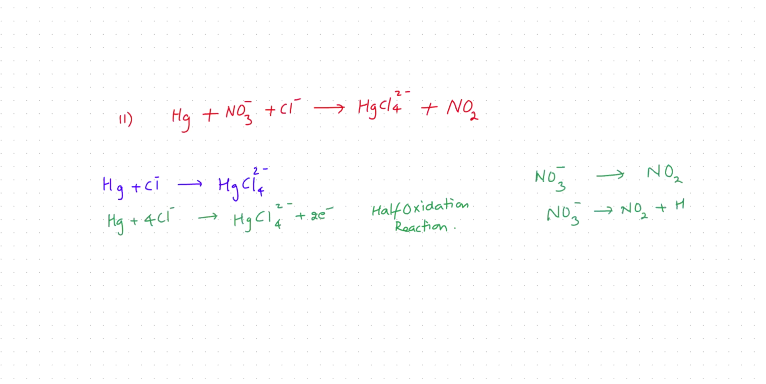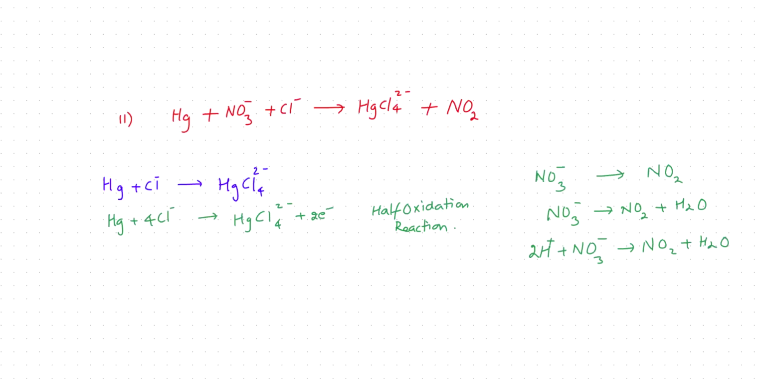Now we have three oxygens, but we have now 2 hydrogen here. So to add hydrogen, we add H plus. So we have add 2H plus NO3 negative gives NO2 plus H2O. Now this atom is balanced. 1 nitrogen, 3 oxygens, 2 hydrogens and 2 hydrogens.